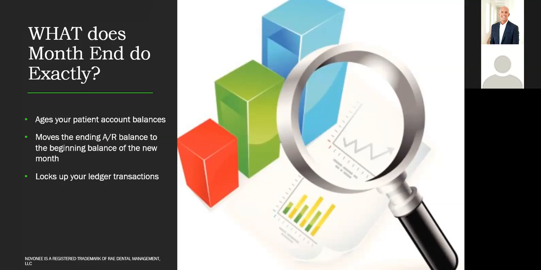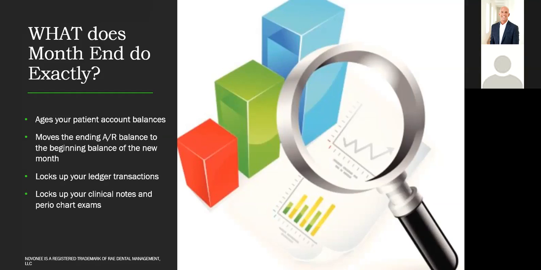Now, once you do lock up those ledger transactions into history, if you do need to make an adjustment onto the ledger, you can use an adjustment, either a credit or a debit adjustment, depending on what you need to do with the account balance. And the fourth thing is it locks up your clinical notes and your perio chart exams.